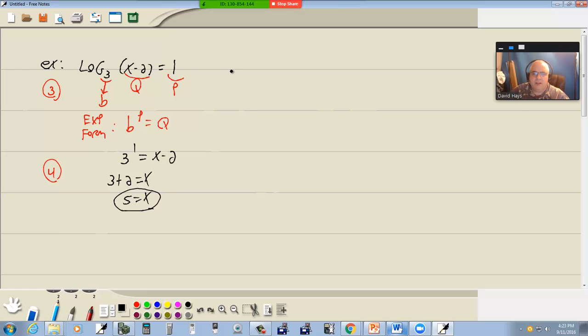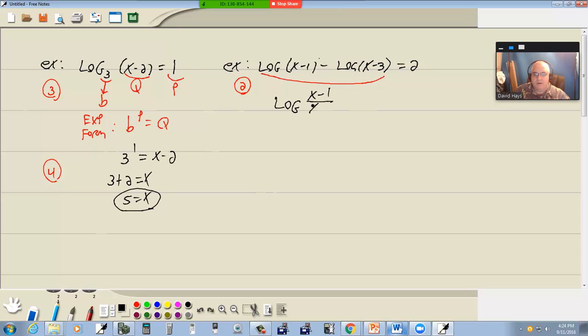Although I won't work them completely, you may have some problems. We have multiple logs, like this right here. Now our first step is to get everything with a log on one side, numbers on the other side. That's done. Step 2 is to use properties of logs to get a single log. Here we have log of something minus log of something. And if you remember from the previous material, log of something minus log of something, subtraction becomes division. So this becomes log of x minus 1 over x minus 3 is equal to 2.